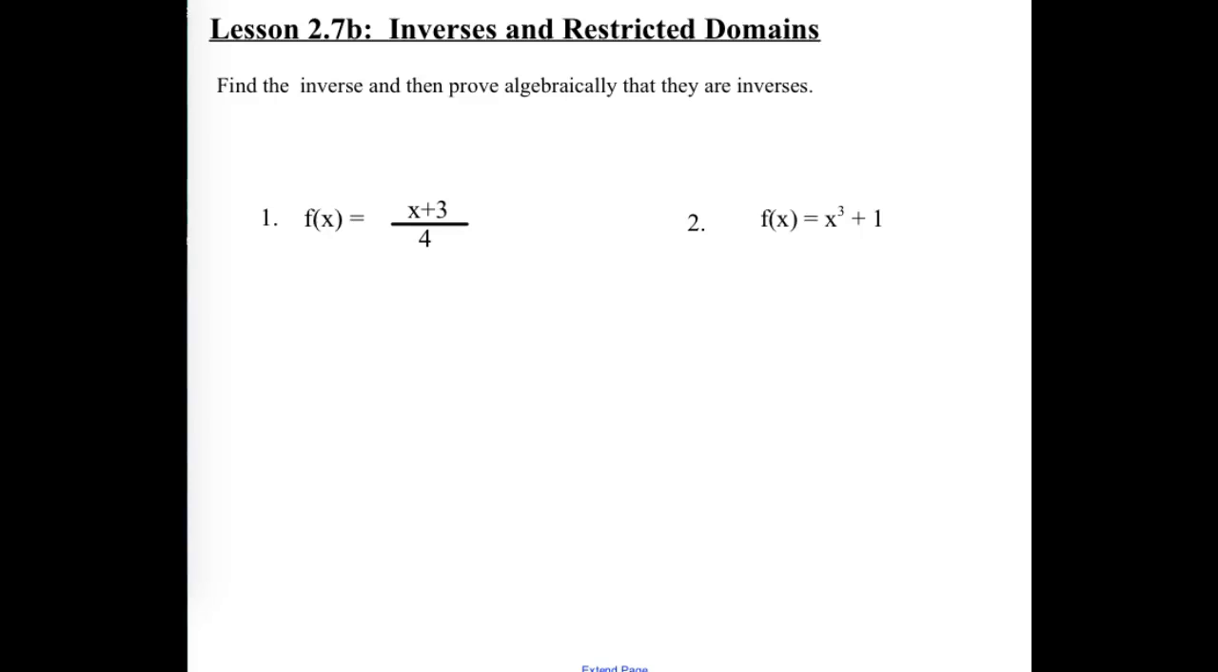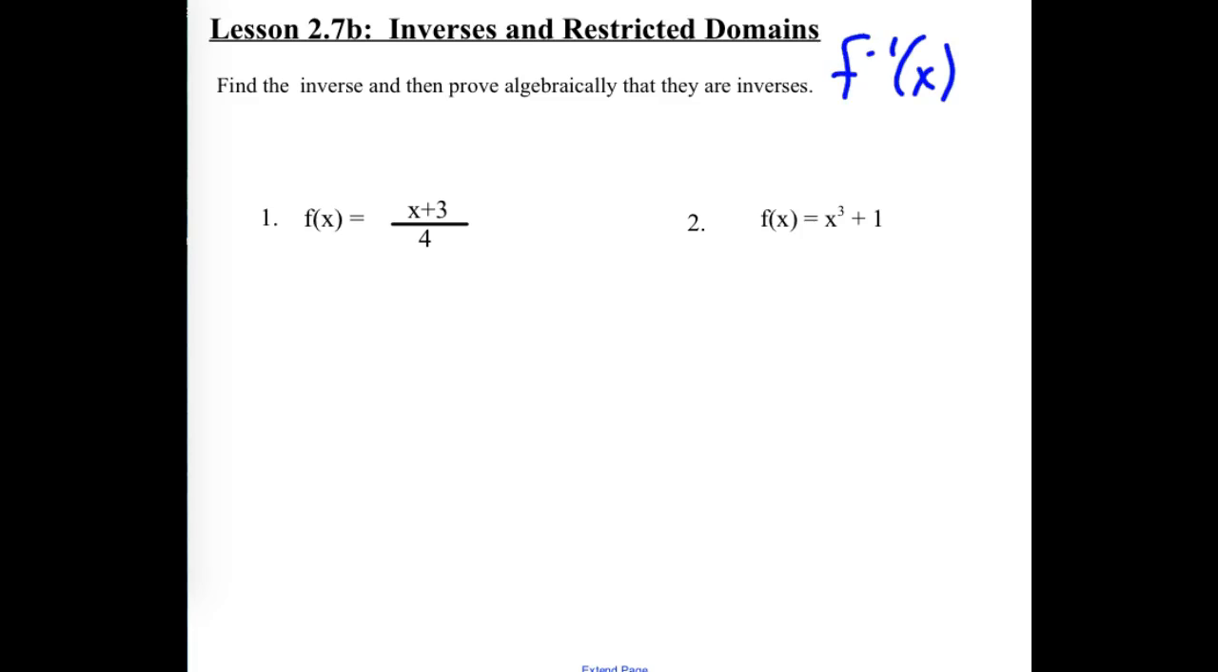These are our notes for section 2.7b for college algebra. We've started talking about inverse functions in the first part of our notes, and we just reviewed how we find that we switch our x and y's, then we solve for our new y, and then we check to see if that inverse is a function. And if it is, we use that inverse notation.